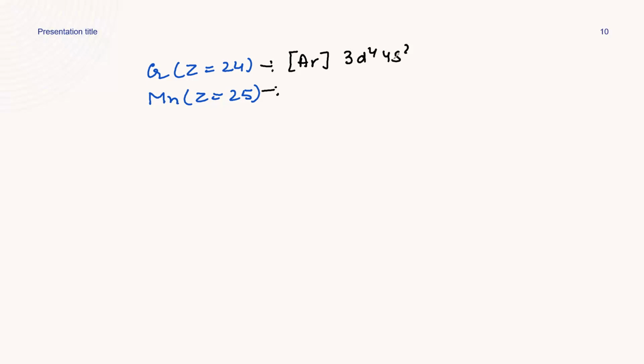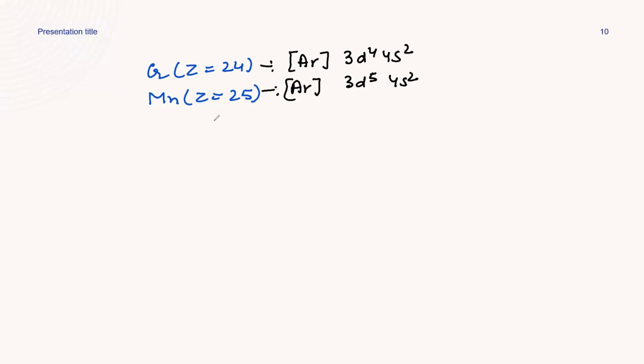Okay, now you do one thing, right? For chromium, Z is equal to 24. Write it, and write for manganese, Z is equal to 25. Pause the video and write it. Okay, so what you must have written is argon 3d4 4s2, and for manganese argon 3d5 4s2. Correct? I hope this is what you have written.